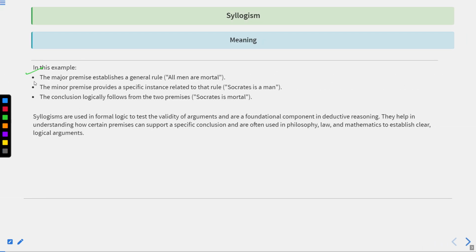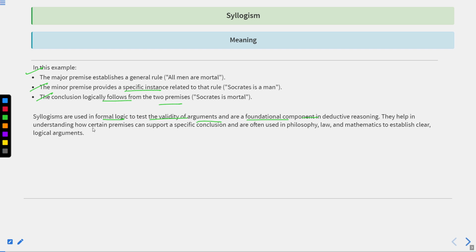These are concepts we have already studied: that all men are mortal is a general rule, then a specific instance, and the conclusion logically follows from the two premises. Syllogisms are used in forming logic to test the validity of arguments and are foundational components in deductive reasoning. Deductive reasoning, we have already told you, means that we are going from a general concept to a particular concept.